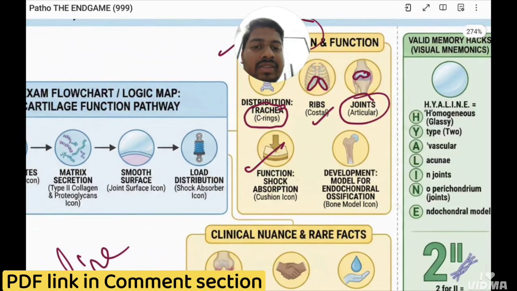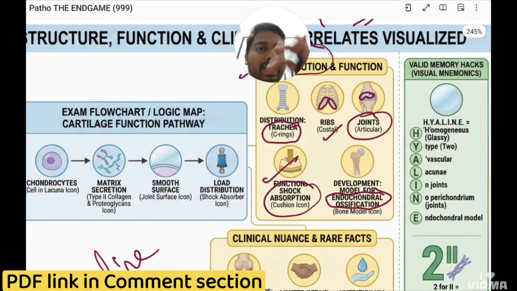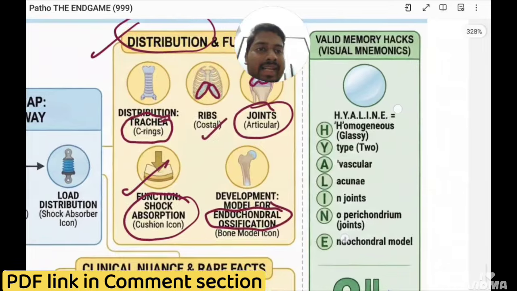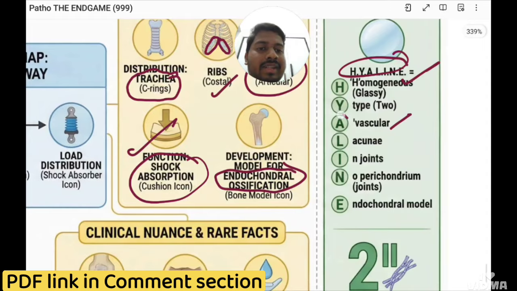Their main function is to absorb shock. It acts like a cushion. And in the developmental model for endochondral ossification also, that is when cartilage is transformed to bone, at that time it is this same hyaline cartilage. Hyaline means homogeneous glassy appearance. And it is avascular. This is very important.